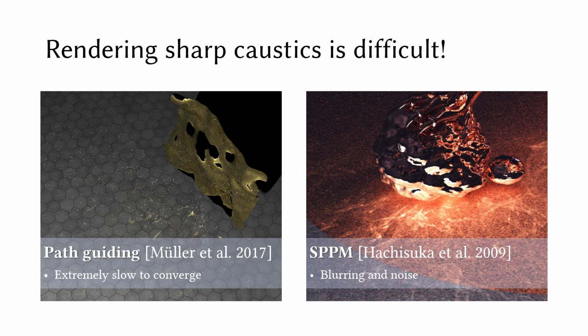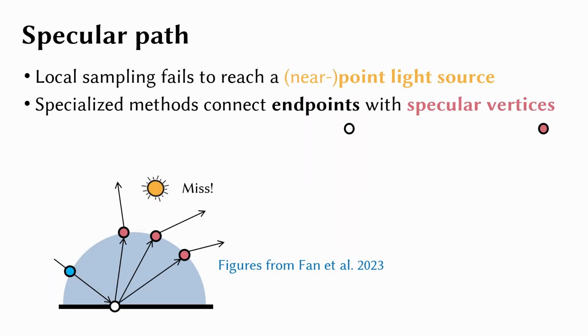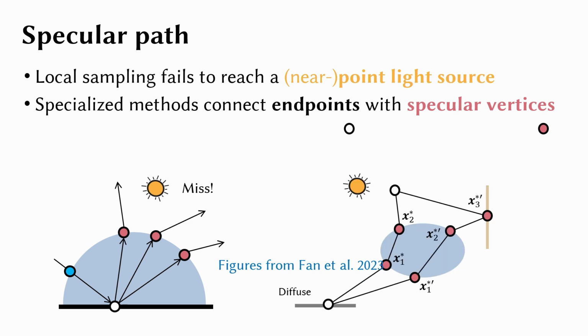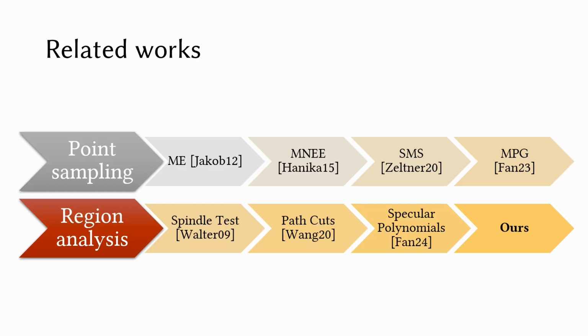Since local sampling fails to reach a point light source, specialized methods connect endpoints with specular vertices. The problem is how to connect them. All we need is the position of specular vertices satisfying the reflection or Snell's laws. So we just need to solve the equations. However, this is already very difficult.